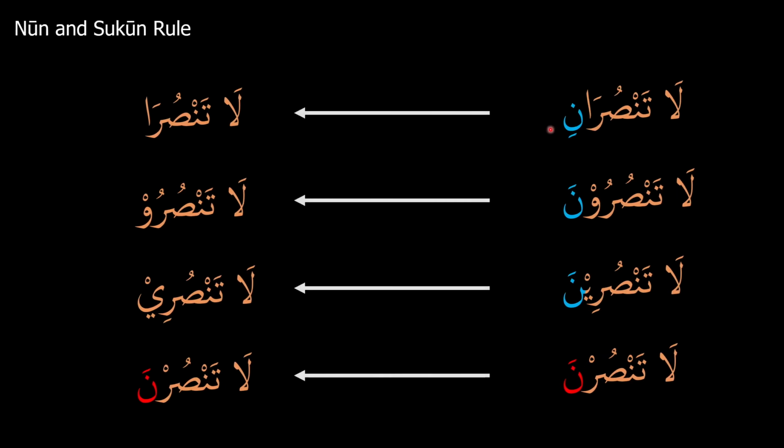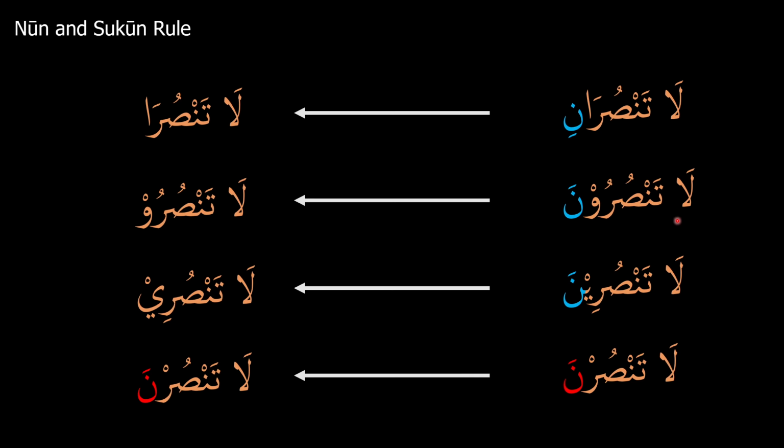And then next we have the nun and sukun rule. This is the same thing that we learned last time for commands, but we're just applying it to prohibitions now. So if you have a conjugation with a nun at the end, and if you put a sukun on it, the nun will be dropped. So la tansurani will become la tansura. So the nun is dropped.